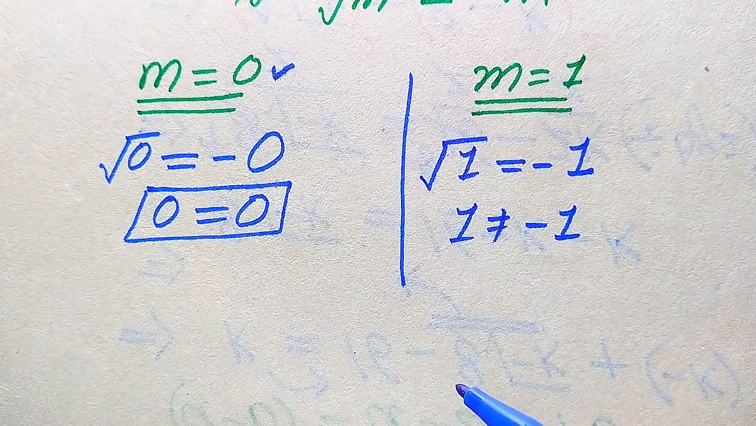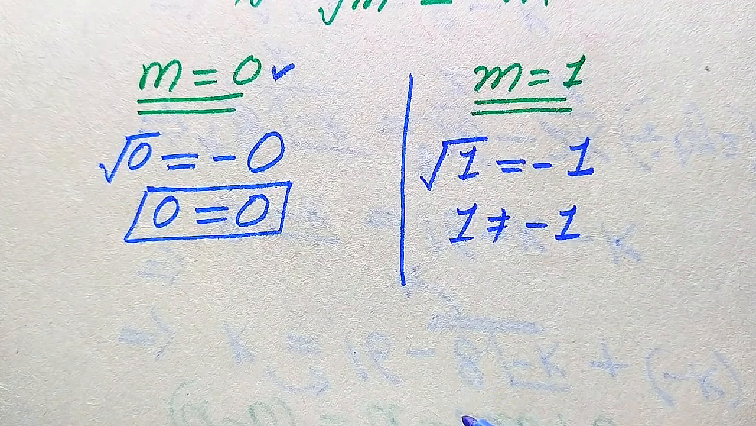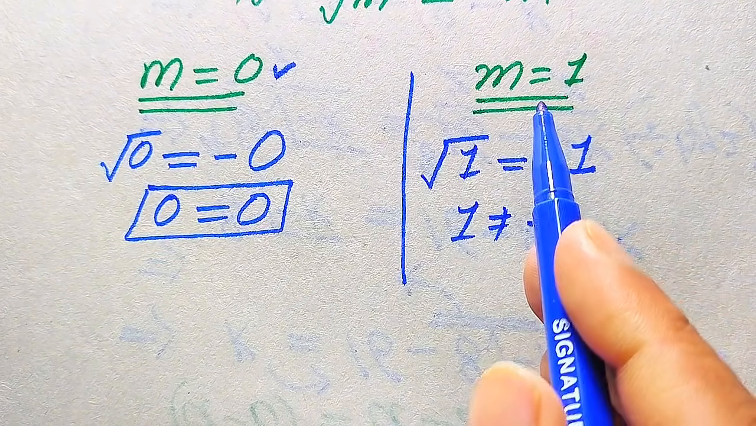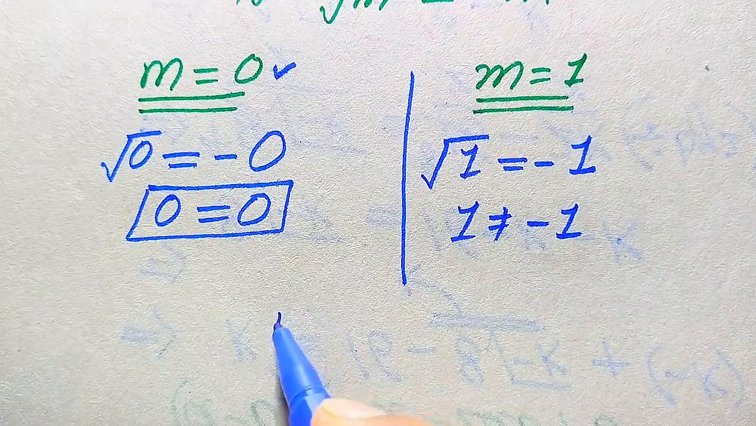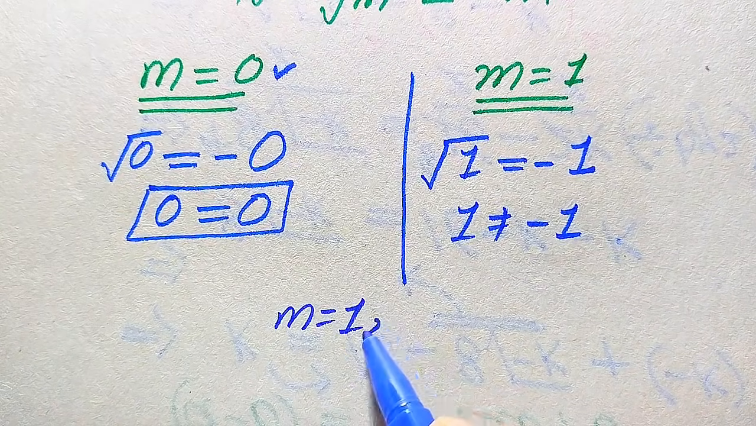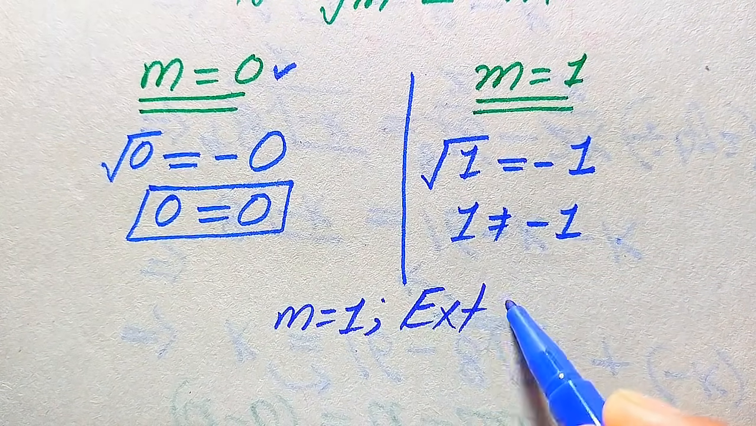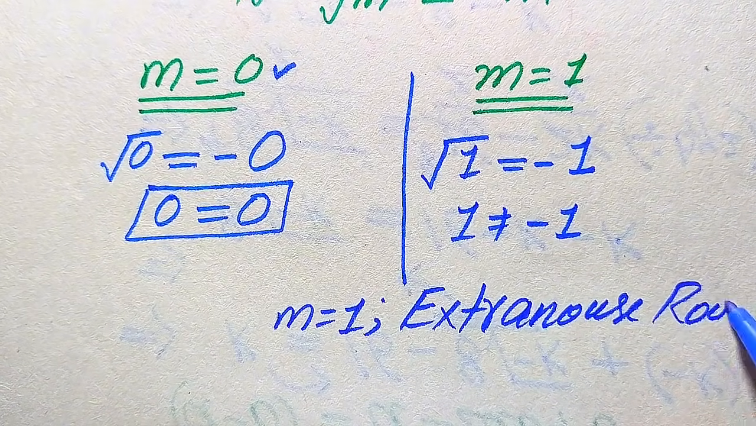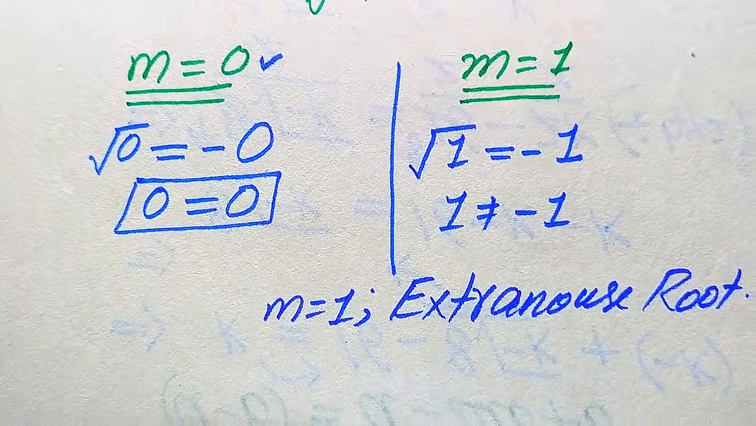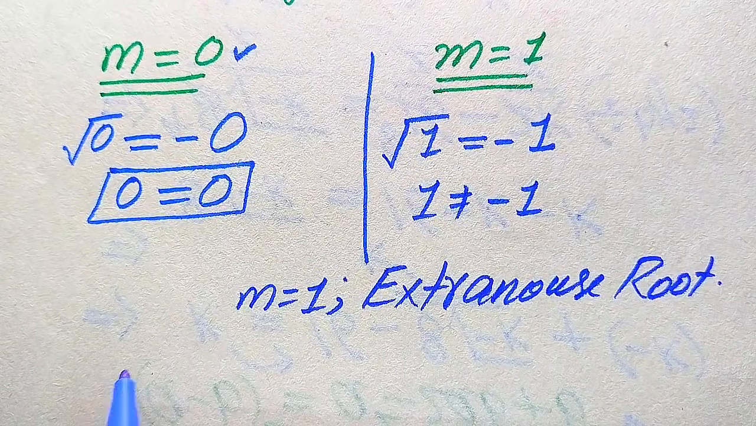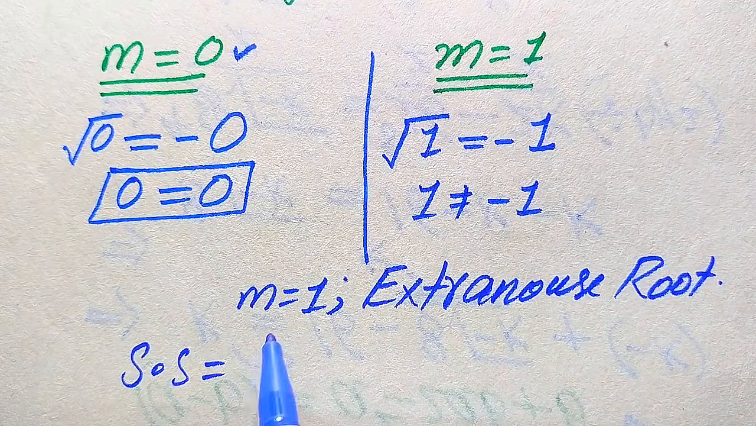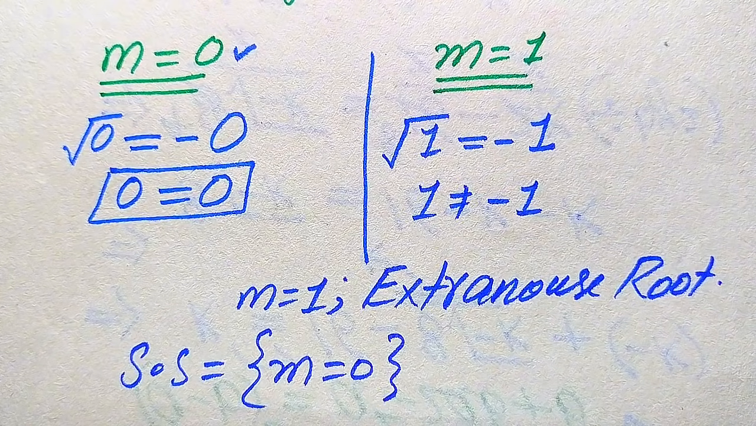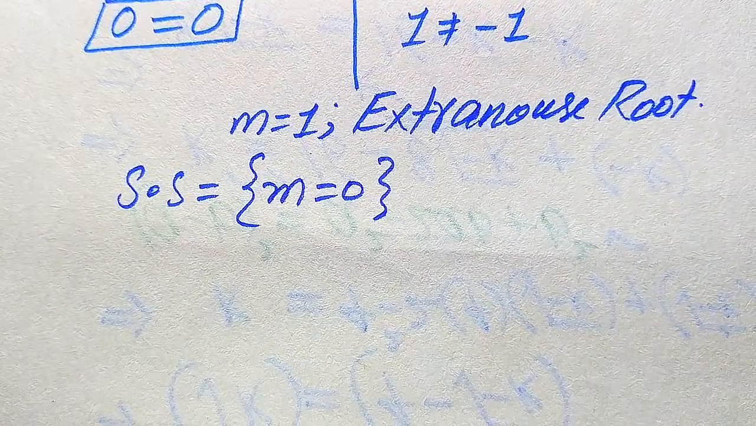So this shows that the value of m equals 1 is not satisfied, and we conclude that m equals 1 is the extraneous root of the given equation. Okay, so this is the extraneous root because it does not satisfy our given question statement. And finally we have the solution set of this problem is m equals 0, because m equals 0 satisfies our given question statement.